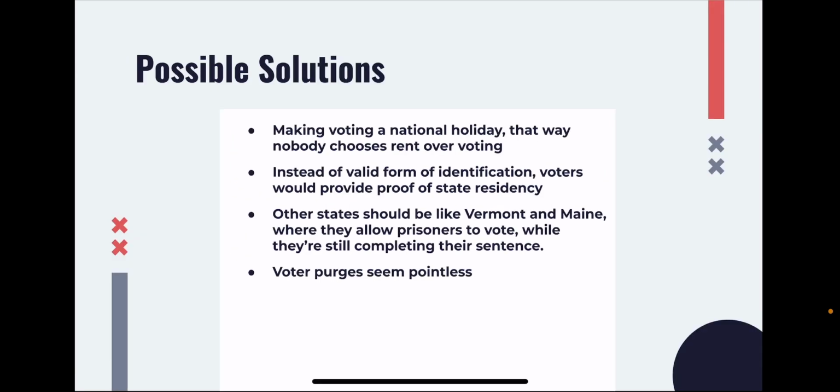Some possible solutions consist of making voting a national holiday. That way nobody chooses rent over voting at the end of the day. Instead of a valid form of identification, voters would provide proof of state residency. Other states should be like Vermont and Maine, where they allow prisoners to vote while they're still completing their sentence. And last but not least, voter purges. They just seem pointless in general.